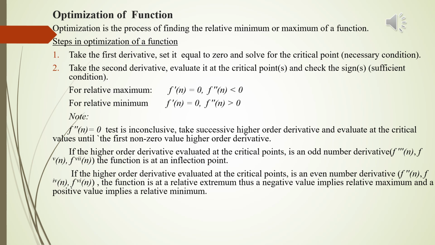If the higher order derivative evaluated at the critical point is an odd number derivative, the function is at an inflection point. If it is an even number derivative, the function is at a relative extremum. That means we can decide if there is a relative minimum or maximum. Thus, a negative value implies relative maximum and a positive value implies a relative minimum.